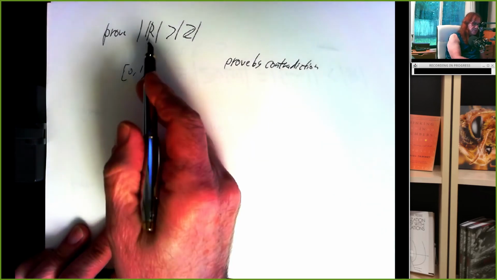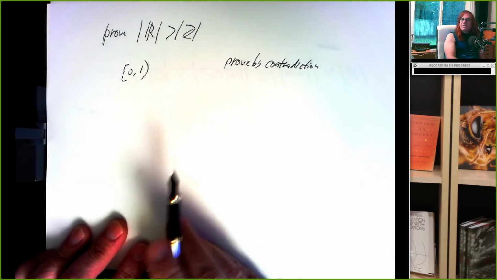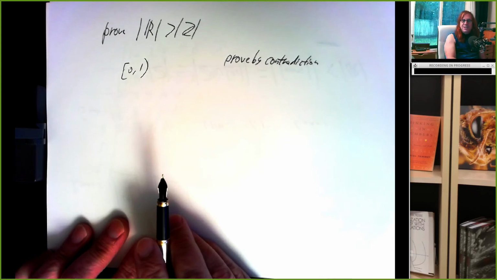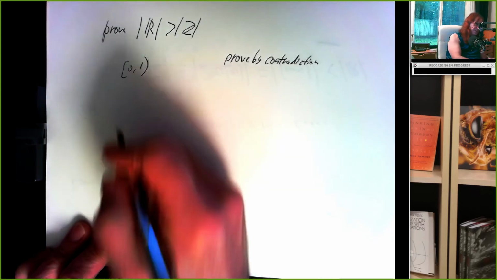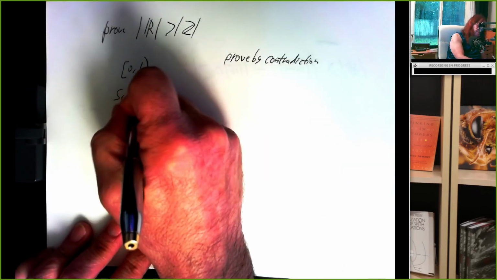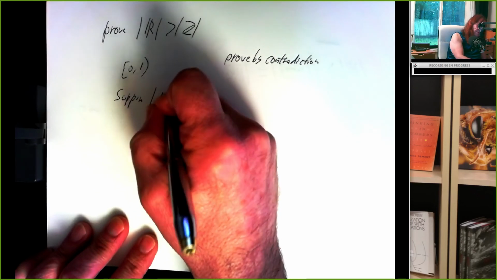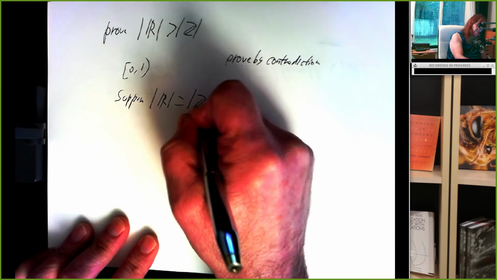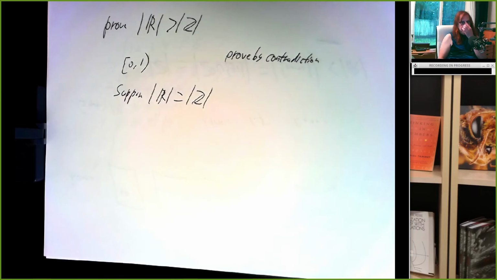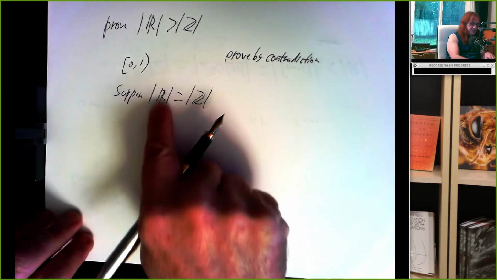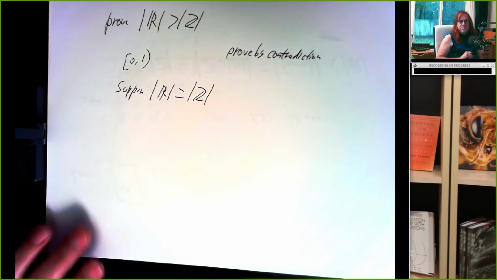We're trying to prove that this is true. We're going to assume that this is not true, and we're going to find a contradiction. So suppose the cardinality of the reals is the same as the cardinality of the integers. That means there's a one-to-one correspondence between these numbers and those numbers.